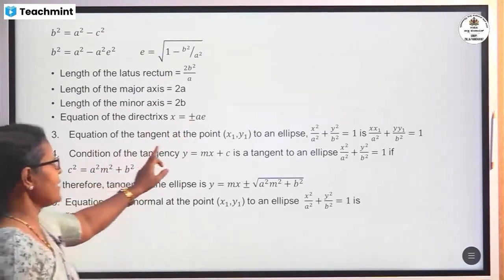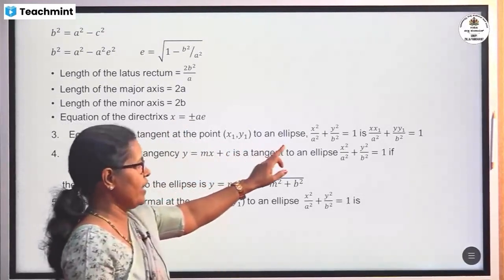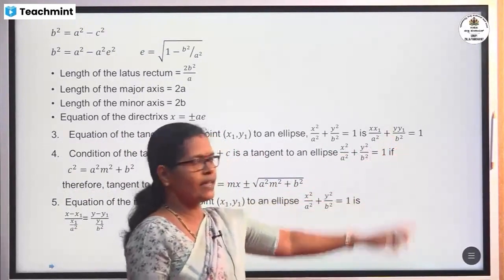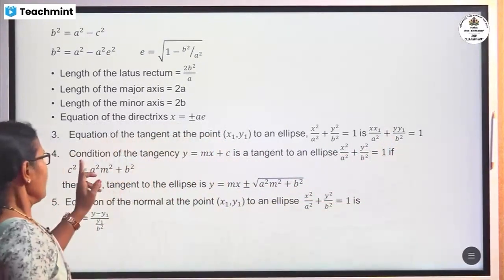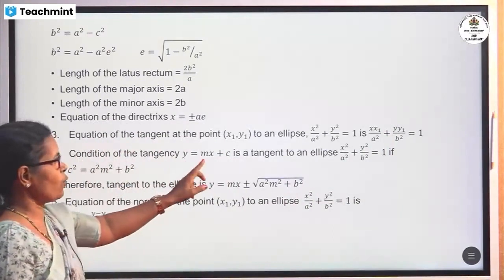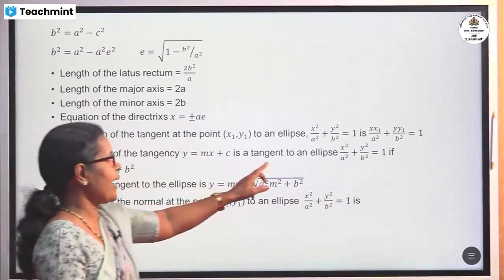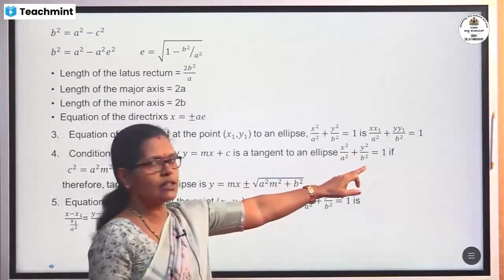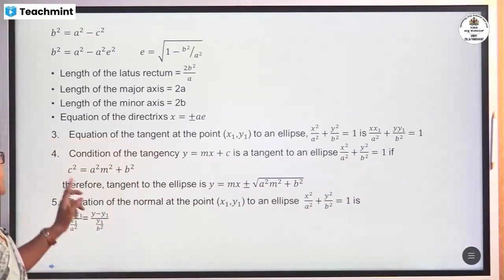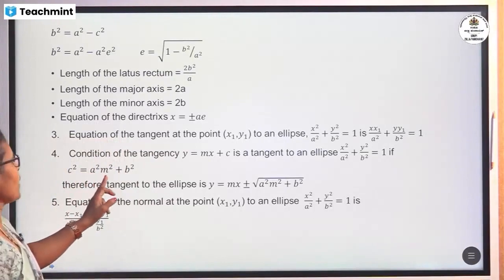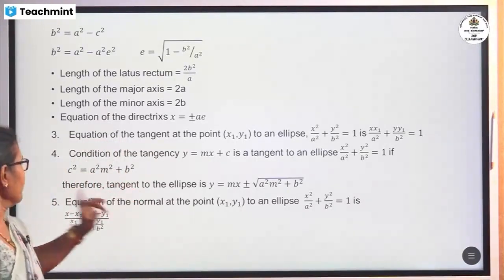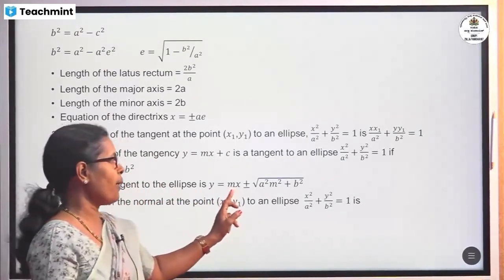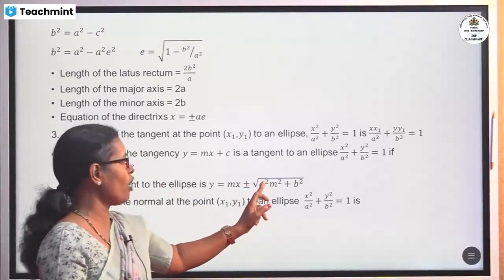Equation of the tangent at x1 y1 to an ellipse is x1 by a square plus y1 by b square is equal to 1. Condition of tangency: y is equal to mx plus c is a tangent to an ellipse x square by a square plus y square by b square is equal to 1 if c square is equal to a square m square plus b square. Therefore, tangent to the ellipse is y is equal to mx plus or minus square root of a square m square plus b square.